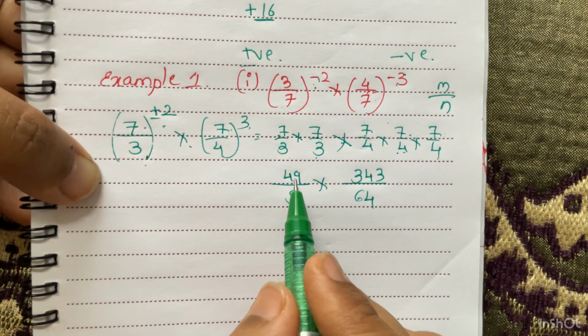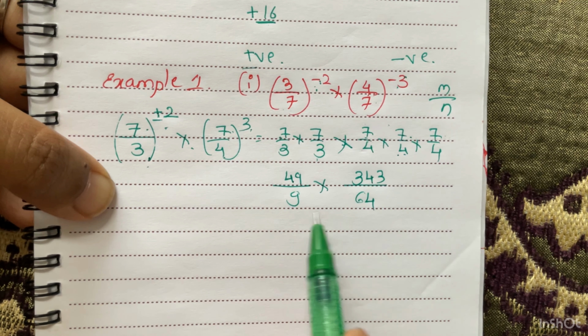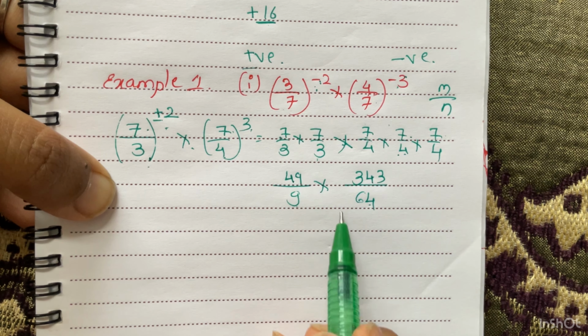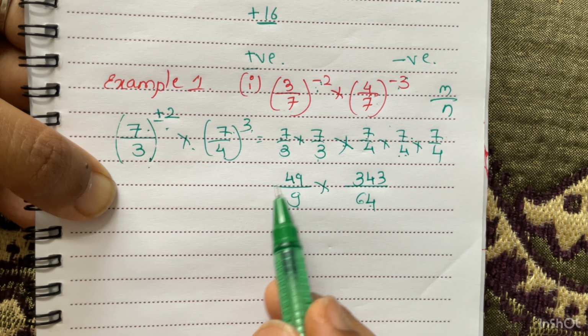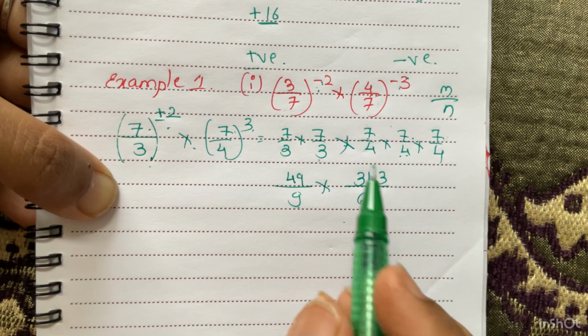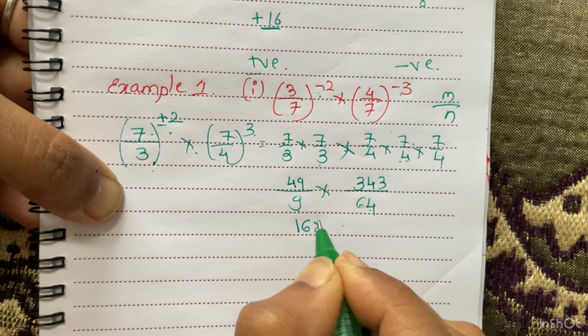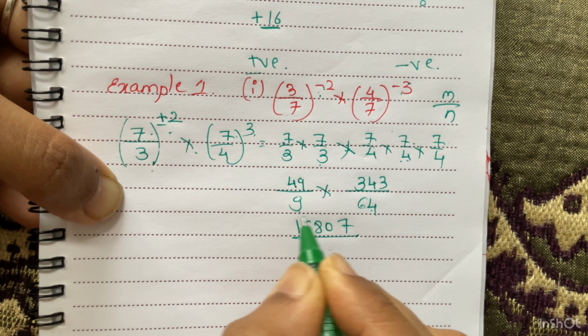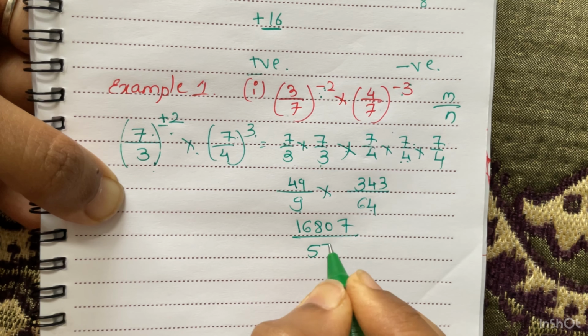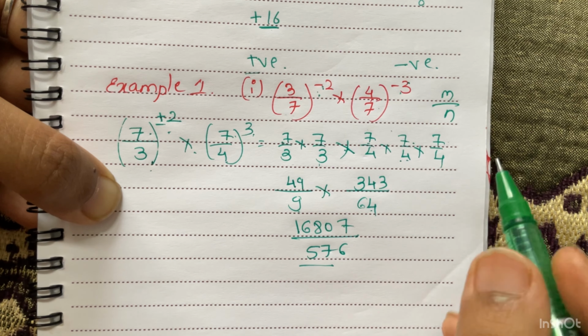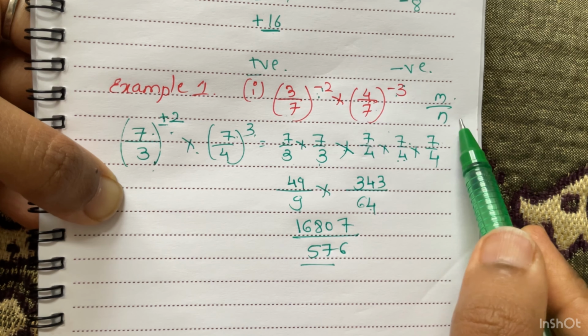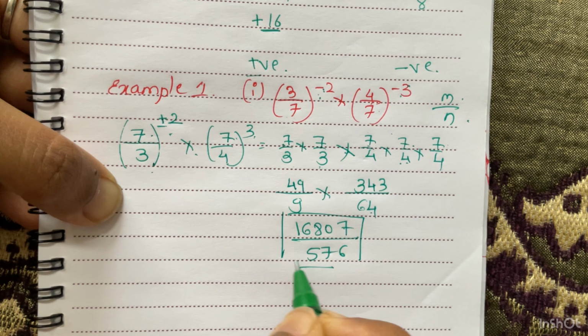Now we multiply as it is, numerator to numerator, denominator to denominator. If there is any cancellation, we can do it, but here we can't do any cancellation. Let's do the multiplication. When I multiply these, I'll get 16,807 by 576. As you can see, we have expressed this in the form of m by n. So this is our answer.